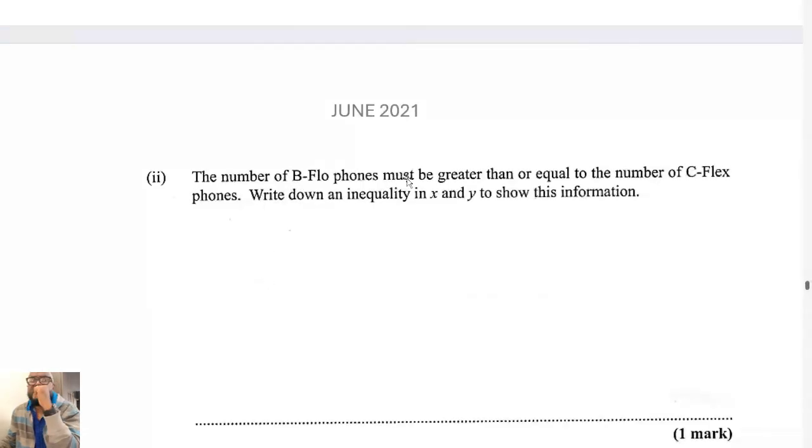The number of B-Flow phones must be greater than or equal to the number of C-Flex phones. Write down an inequality in X and Y to show this information. The number of B-Flow phones. B-Flow is what? No, number. We're not dealing with the price. X is, look, they tell you here, greater than or equal to Y. A whole mark CXC just gives away here. Cool? Everybody good there? Part 2.